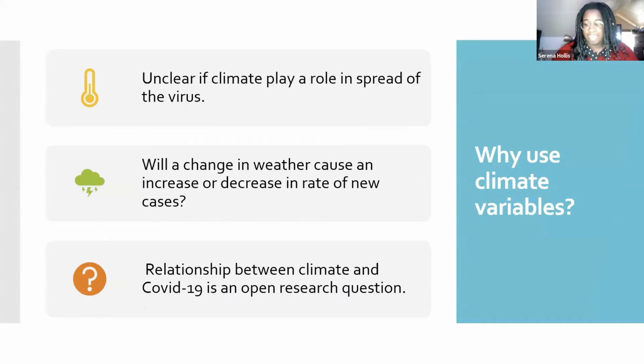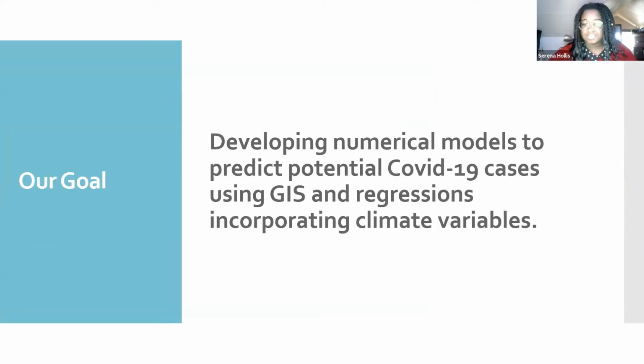You may be wondering why we wanted to use climate variables. In the beginning, it was unclear if climate actually played a role in the spread of the virus. So we wanted to explore whether the rate of new cases would increase or decrease with time as the weather changed over the seasons. Again, this relationship between the climate and COVID-19 was an open research question, so no one was particularly looking at it before. Ultimately, our goal was to provide a numerical model to predict COVID-19 cases for the future using GIS with climate and population variables as its factors.